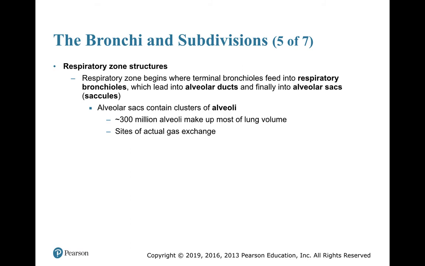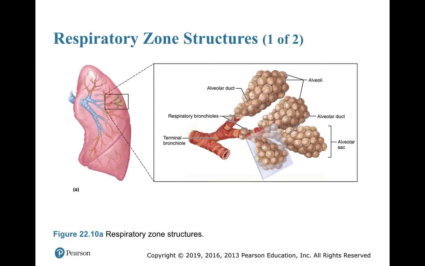The respiratory zones begin where the terminal bronchioles feed into respiratory bronchioles. They lead into alveolar ducts and finally into alveolar sacs or saccules. Those sacs contain clusters of alveoli. There are about 300 million alveoli making up the vast majority of the volume of our lungs. That is the actual site of gas exchange.